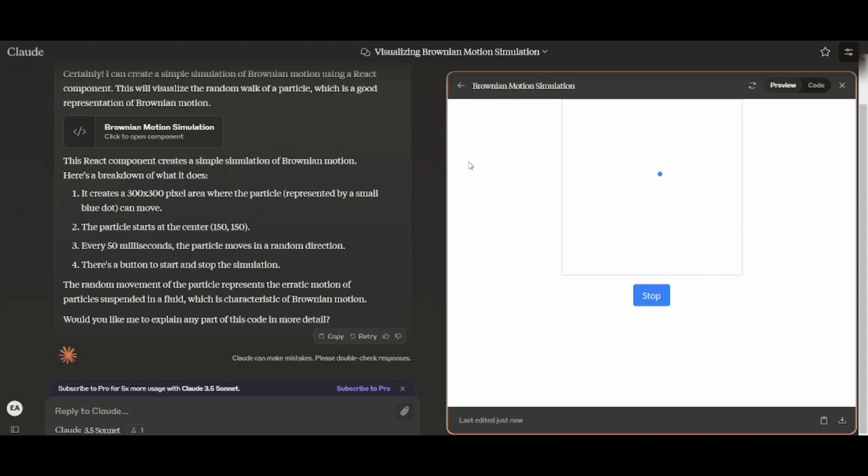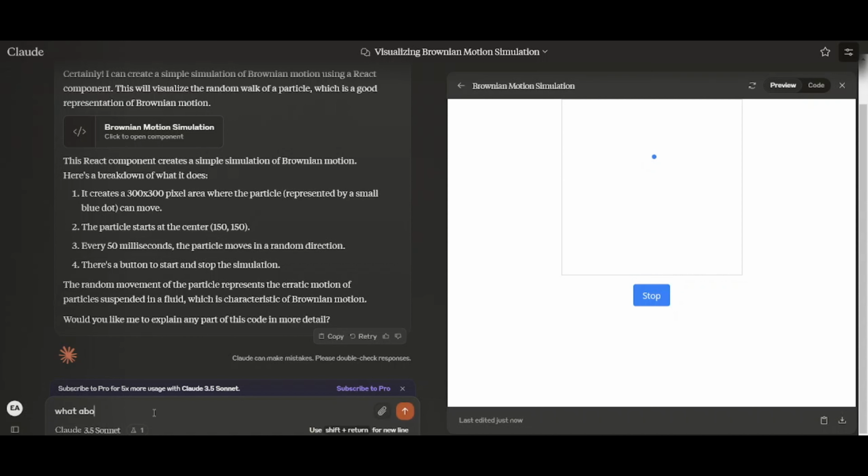The first prompt was on Brownian motion. I first inquired about a simulation of Brownian motion. In response, it created a React component that visualized the random walk of a particle, representing the erratic motion of particles suspended in a fluid. The simulation allowed me to start and stop the motion, giving me control over the visualization.